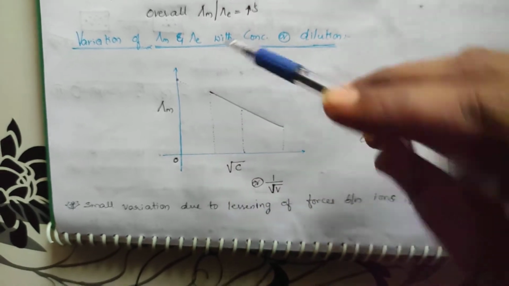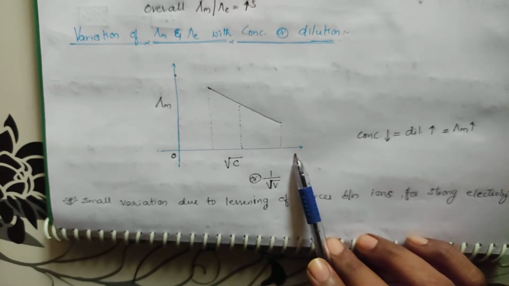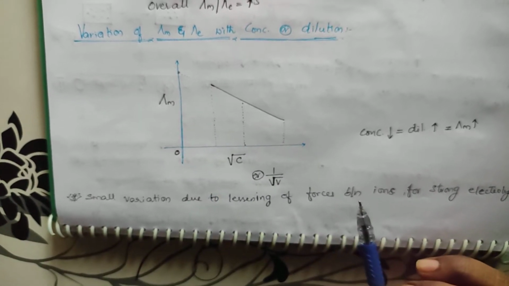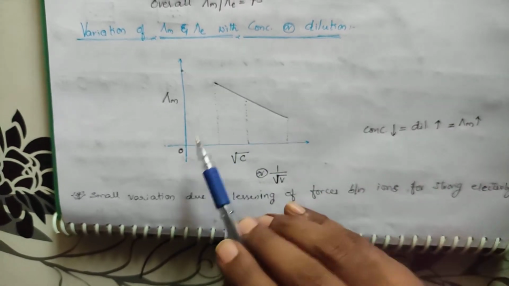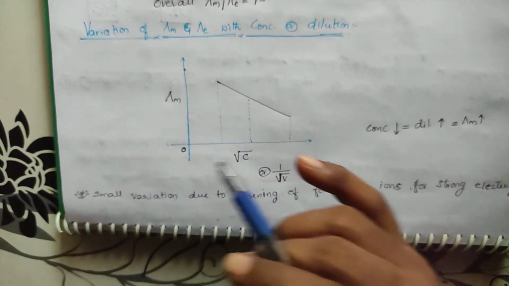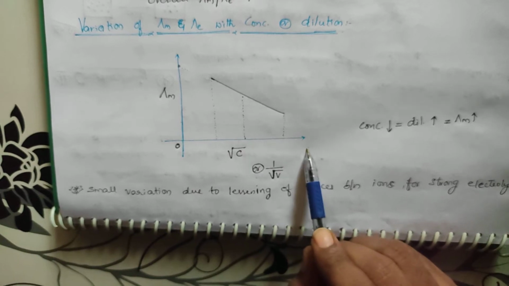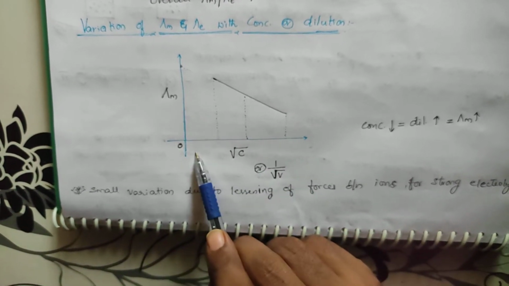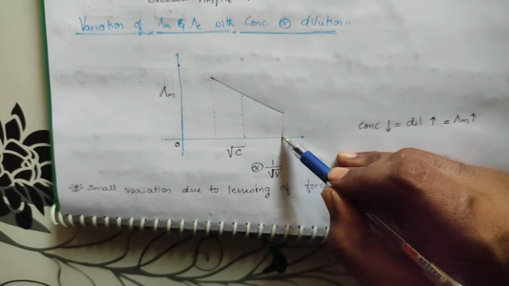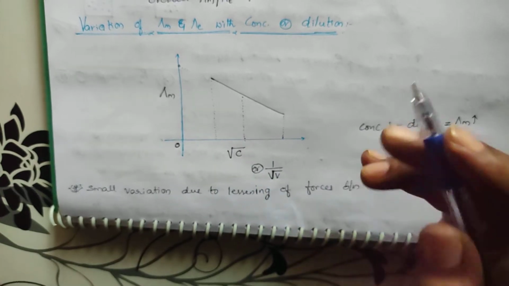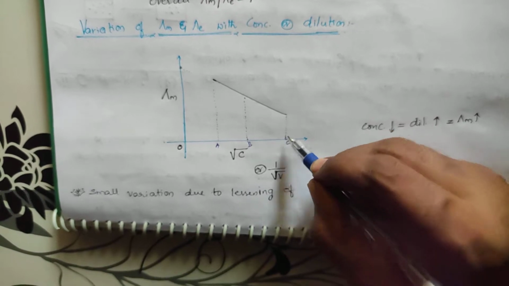So if you go from this side to this side, the concentration goes on increasing, which means volume goes on decreasing. If you go in this pattern, volume goes on increasing. So in this condition, you will have this value of lambda M. If you go this side, concentration is increasing, volume will be decreasing. If you go in this pattern, volume will be increasing, concentration will be decreasing. So at this point, you have more concentration when compared to this point. Let me note them as A, B, C. At C point, you have more concentration when compared to B.